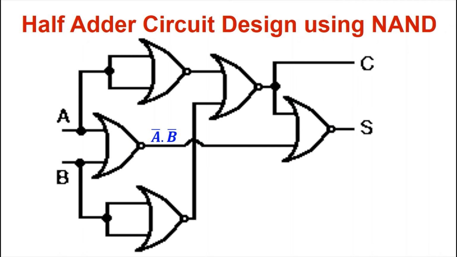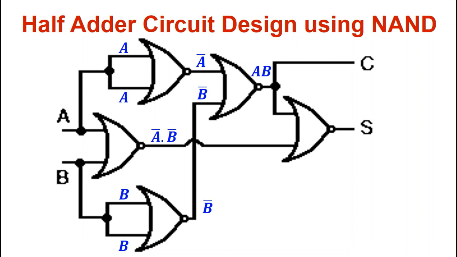Now the input A is connected with the topmost NOR gate where both the inputs are the same input A, so the output will be A complement. Similarly, we have another NOR gate where both the inputs are B, so the output will be B complement. Now we have the NOR gate over here where one of the inputs is A complement and the other input is B complement, so the output will be AB.